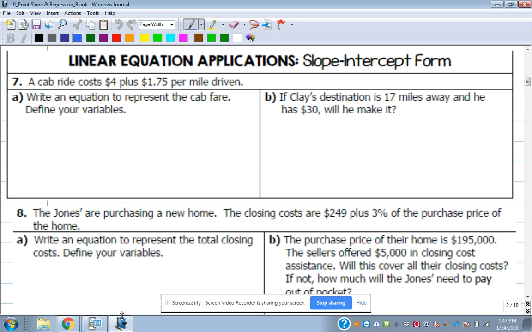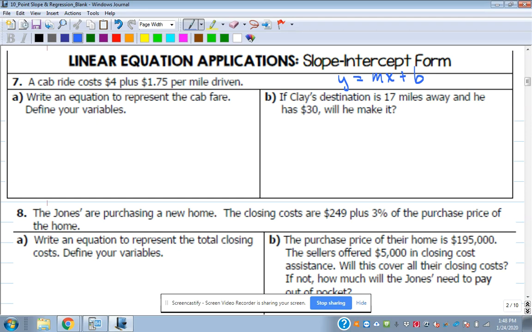So let's pick up there with number 7, and it asks us to write a slope-intercept form equation for the situation there. The A part says write an equation to represent the cab fare and define your variables. The cab ride costs $4 plus $1.75 per mile driven. When we're thinking slope-intercept form, we know that's y equals mx plus b, right? Any letter will do, but b is the one we normally use there. So we're going to look for writing an equation that looks something like that.